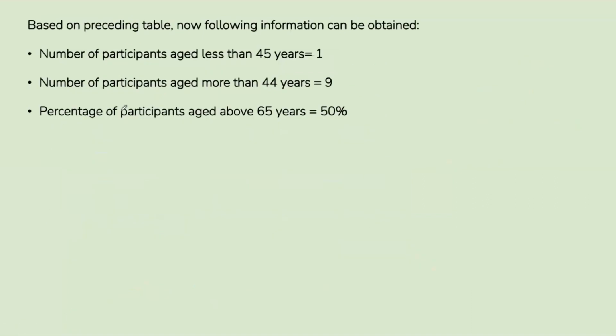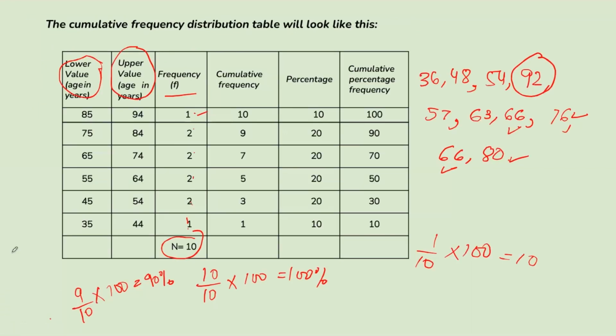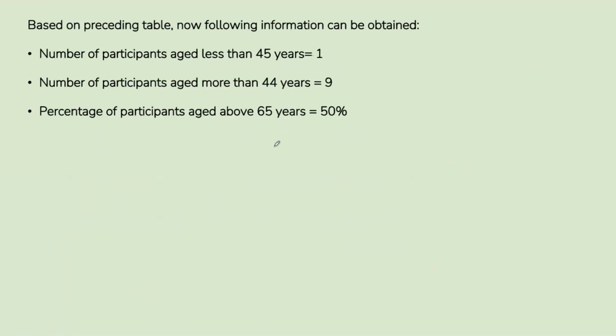Okay. Now the percentage of participants aged above 65 years. So how many participants are aged above 65 years? Above 65 means 65 to 74, 75 to 84 and 85 to 94. So it will be 2 plus 2 plus 1. That is 5 divided by 10 into 100. That is 50%, because it's asking for the percentage. Right. So that's all. The percentage of participants who are aged above 65 years is 50. Okay. So this is how we make a frequency distribution table.